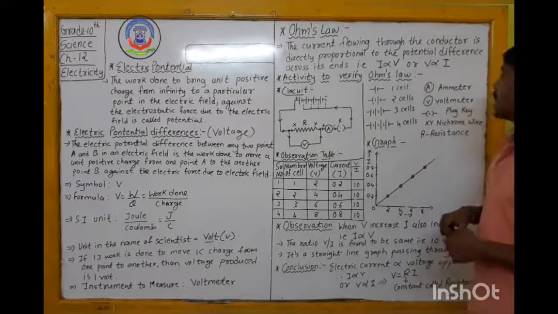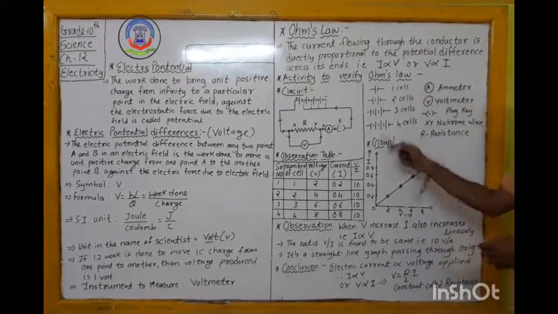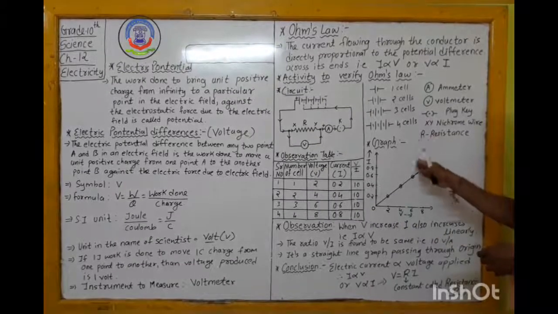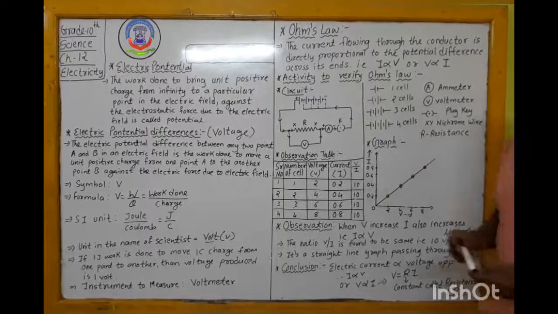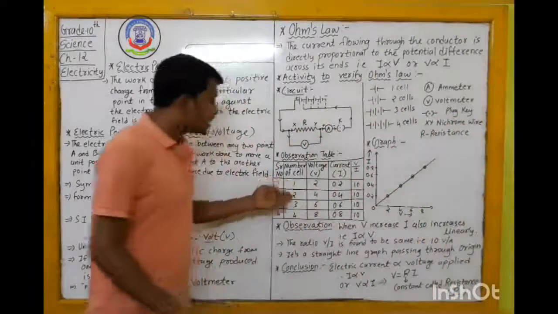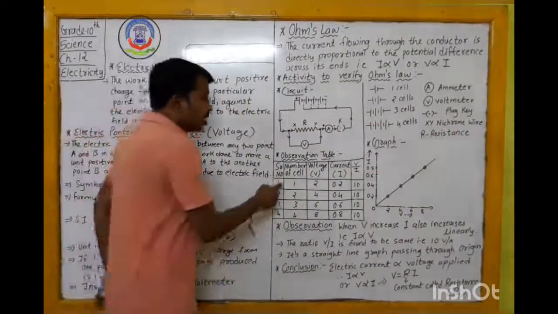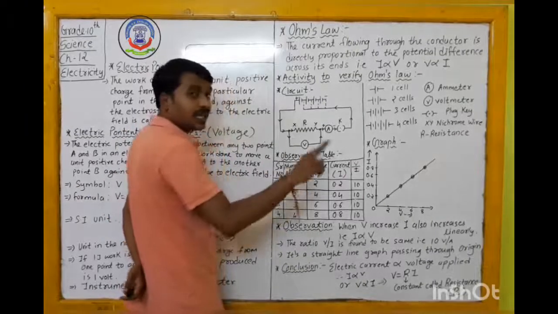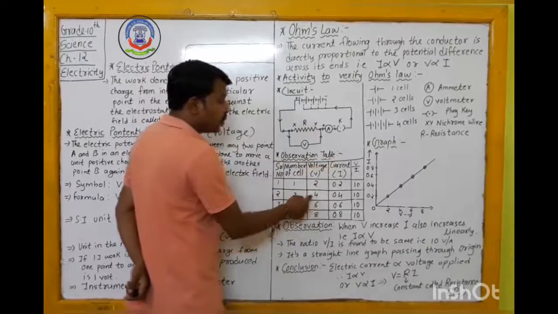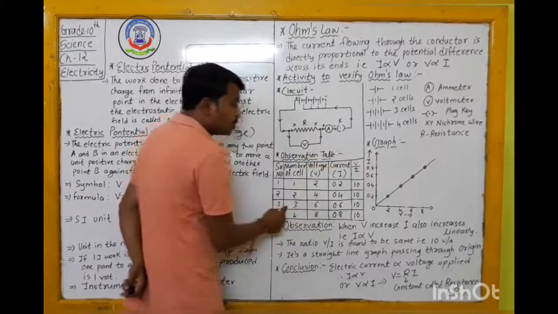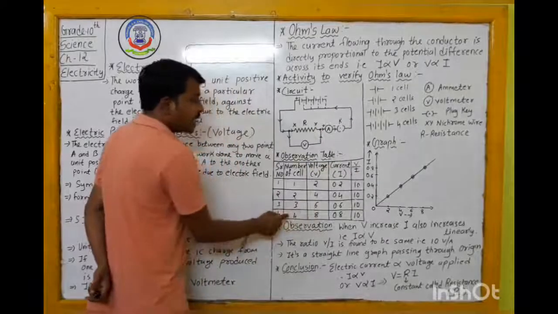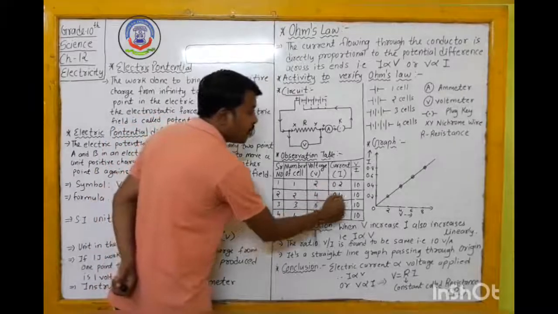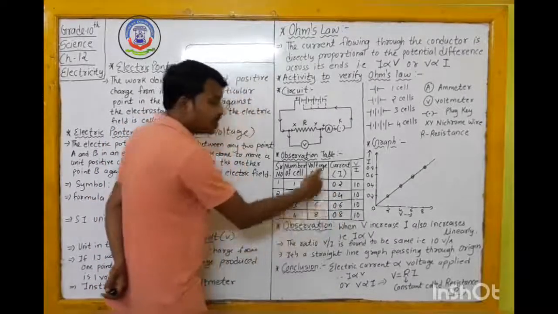Now you will see, apart from this, this is the graph I have drawn on this whiteboard for this activity. When you change the cell, see, the voltage produced by cell 1 is 2, then cell 2 produces double the voltage, that is 4, then cell 3 is producing a voltage of 6 volt, cell 4 is producing a voltage of 8 volt, and accordingly I am getting some value of current for each of these voltages.